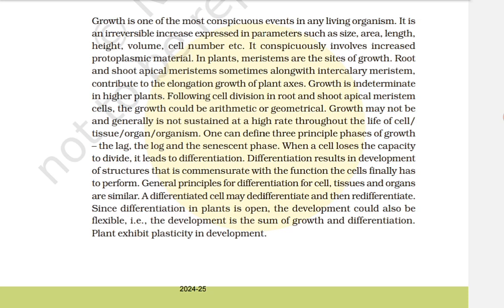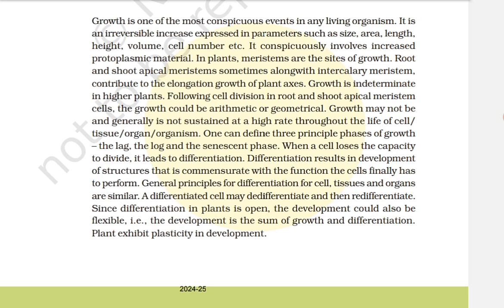Since differentiation in plants is open, the development could also be flexible. That is, the development is the sum of growth and differentiation. Plants exhibit plasticity in development.